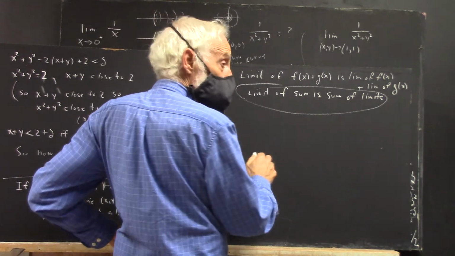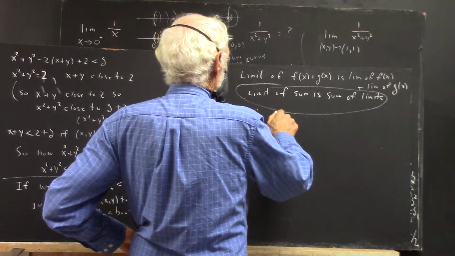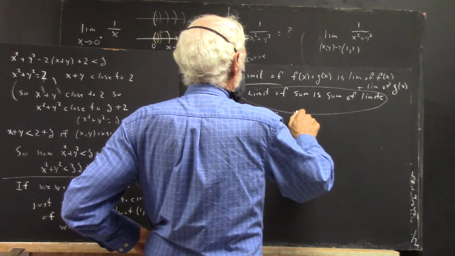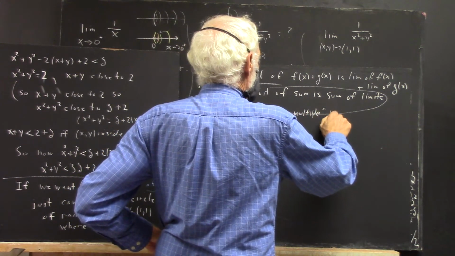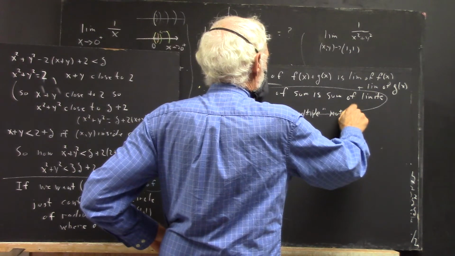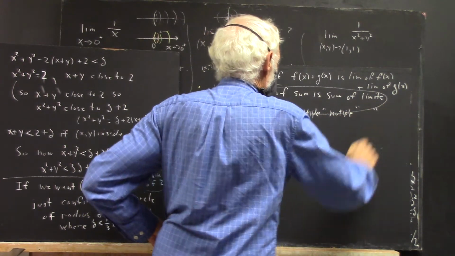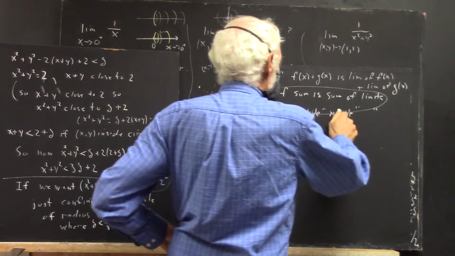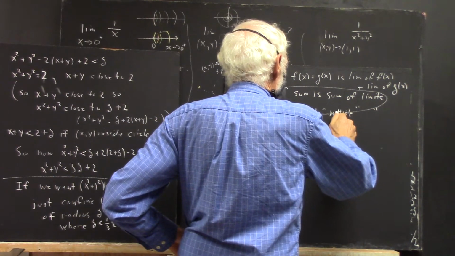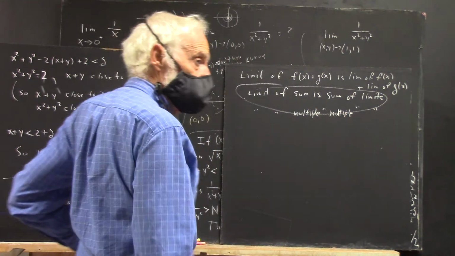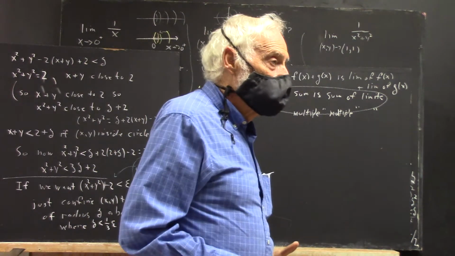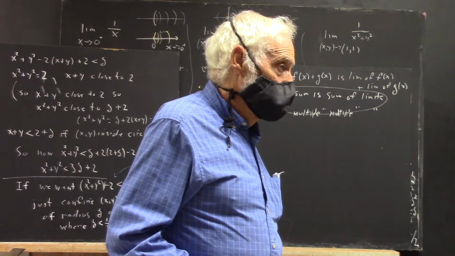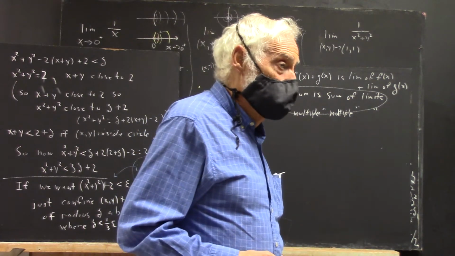Now, I can make the same statement. The limit of a multiple is a multiple of limits. Trying to write short and leaving letters out, okay? So if you got a function f of x times g of x, you just multiply the two limits.